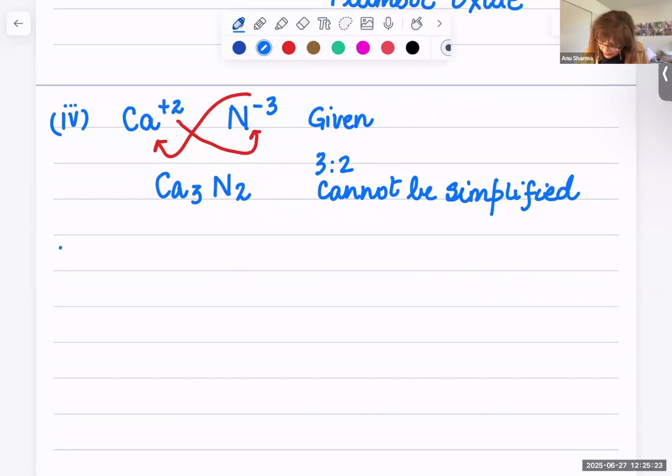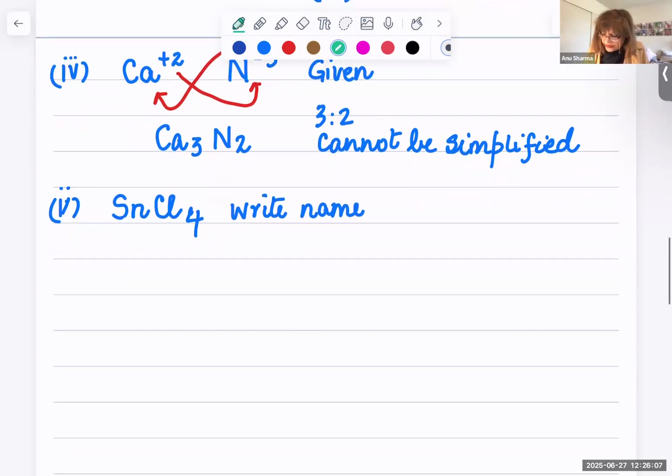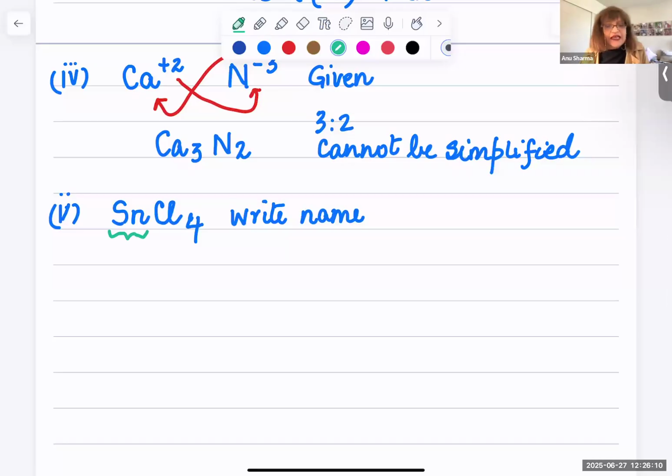Let's say I give you, write the name of this compound. Oh, sorry, wait a minute. I have to change it now. I give you this one, tin, SnCl4. SnCl4. So what is the name of this? Write the name. The worksheet that we gave you, some of you did that practice very well, but this is the way you will do it.